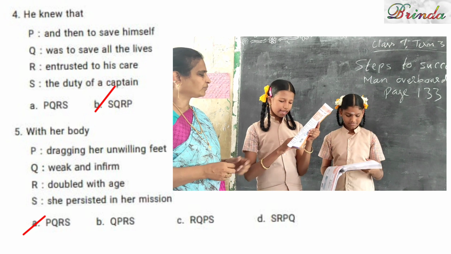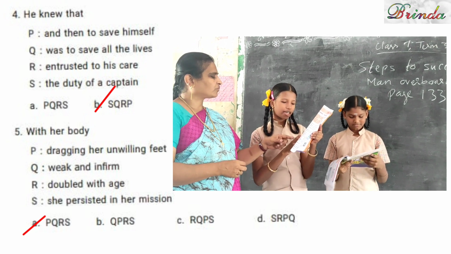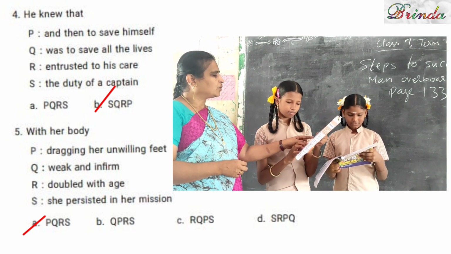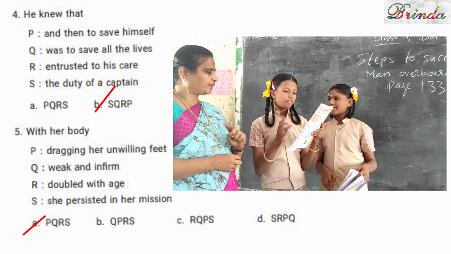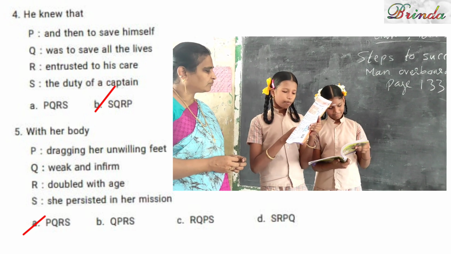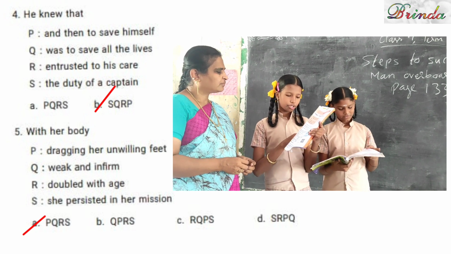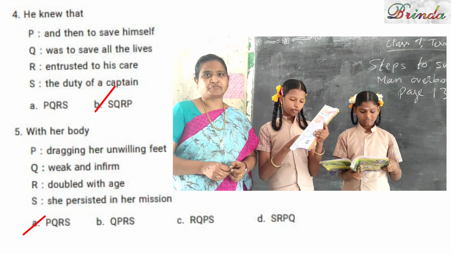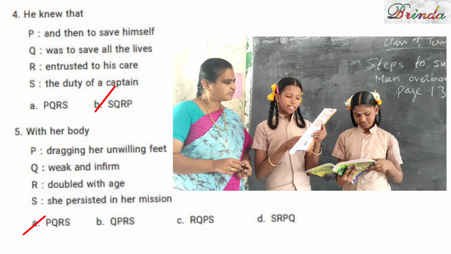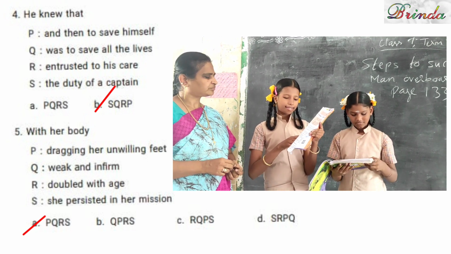With her body dragging her unwillingness. No, P is the answer. Yes, sir. So dragging, okay, with her body, option B: dragging her unwilling feet, weak and infirm, doubled with age, she persisted in her mission.